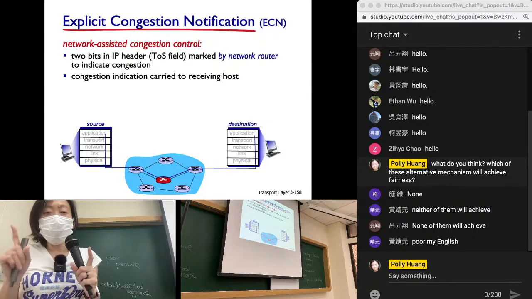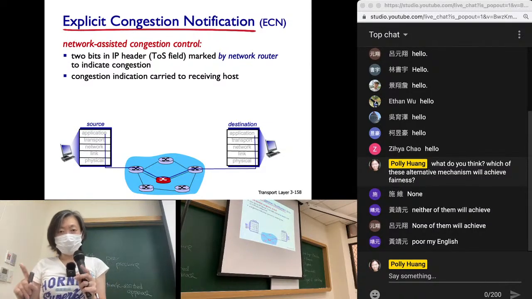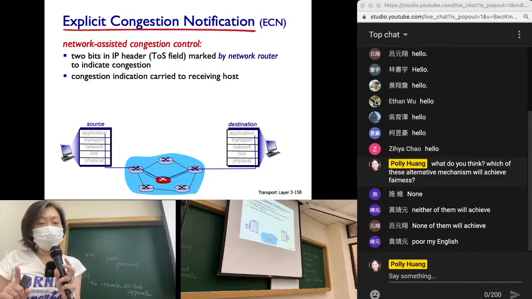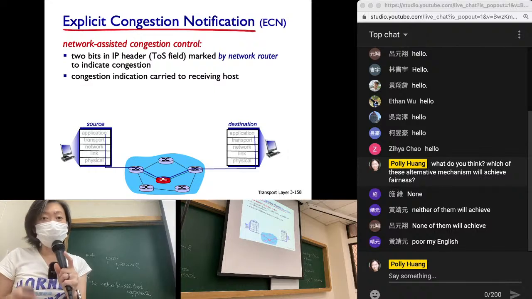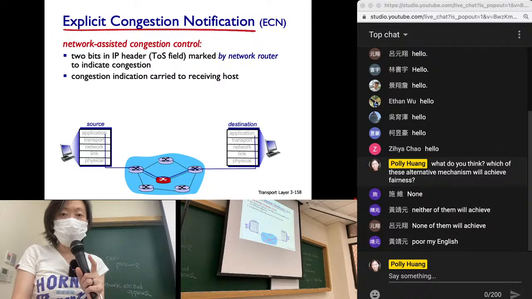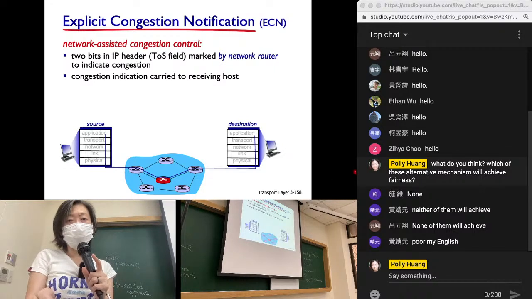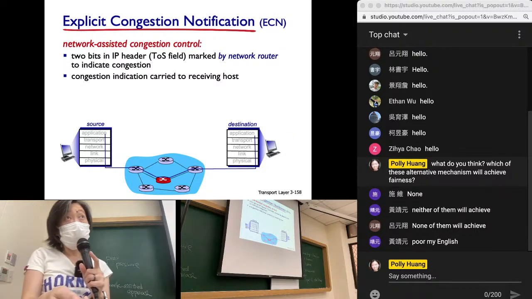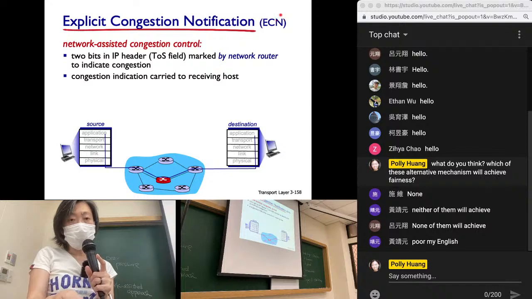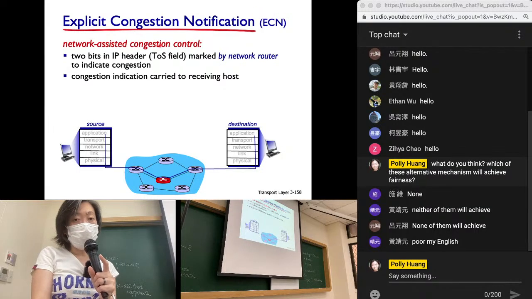So TCP, there's actually a special version of it that tries to do network-assisted congestion control. It's called ECN, Explicit Congestion Notification. Okay, the way it works is this. In the packet, especially the IP header. So this is not the TCP header. This is the network layer header.